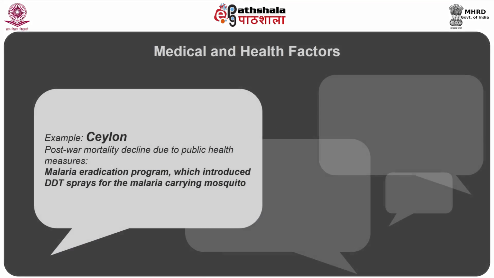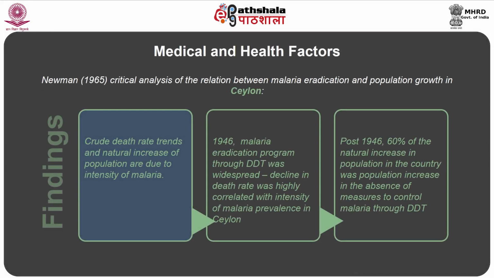One of the remarkable examples of post-war mortality decline due to public health measures is in Ceylon. Many researchers examined the decline in mortality in Ceylon, primarily during the post-war period, and created the malaria eradication program, which introduced DDT spraying to eliminate the malaria-carrying mosquito, which has been greatly acknowledged. The researcher Newman, in 1965, critically analyzed the relation between malaria eradication and population growth in Ceylon, and brought out the following points.